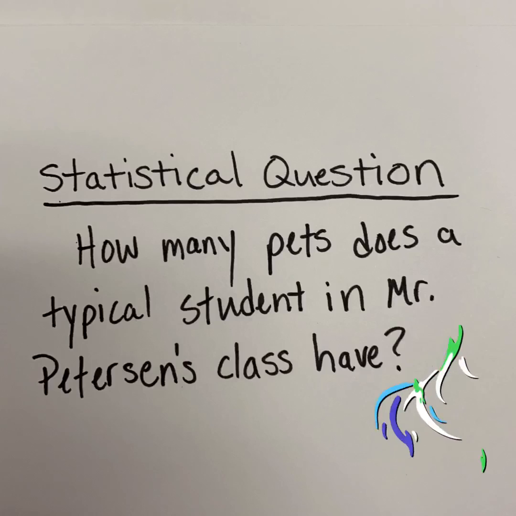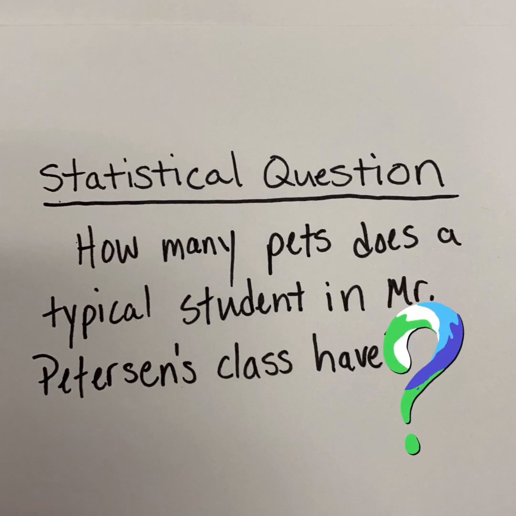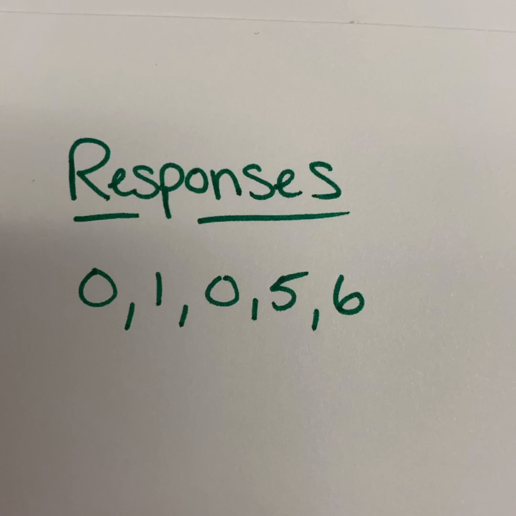But I am talking about the word mean in relation to a data set. And what I want you to think about when you think about the word mean is that we are finding the average. So in order to do this, we need some data. We're going to use that same question that we used in the last lesson. That is, how many pets does a typical student in Mr. Peterson's class have? Let's start with only 5 responses to this question.